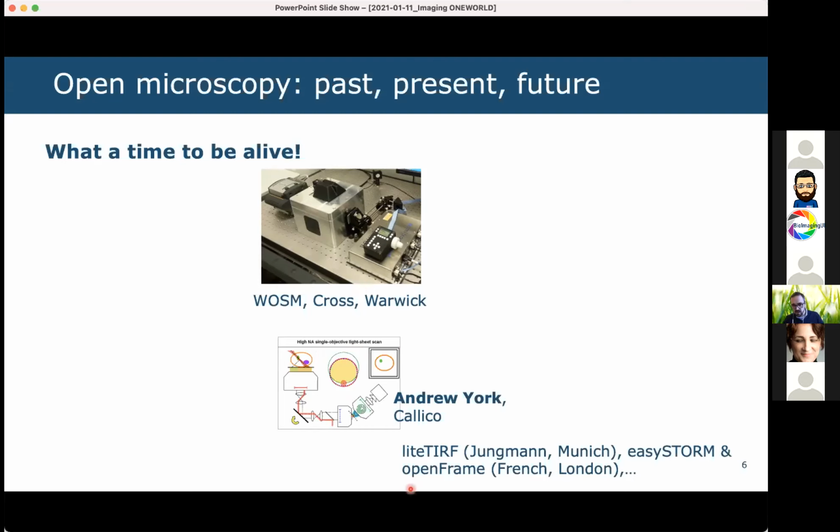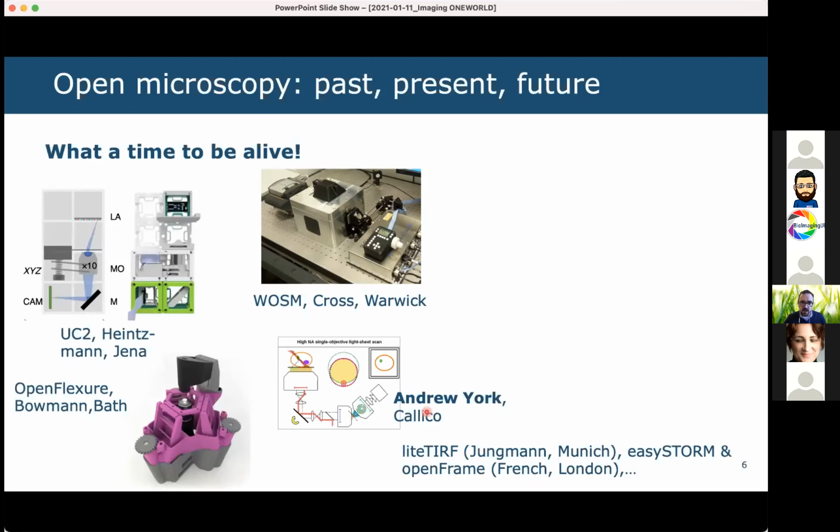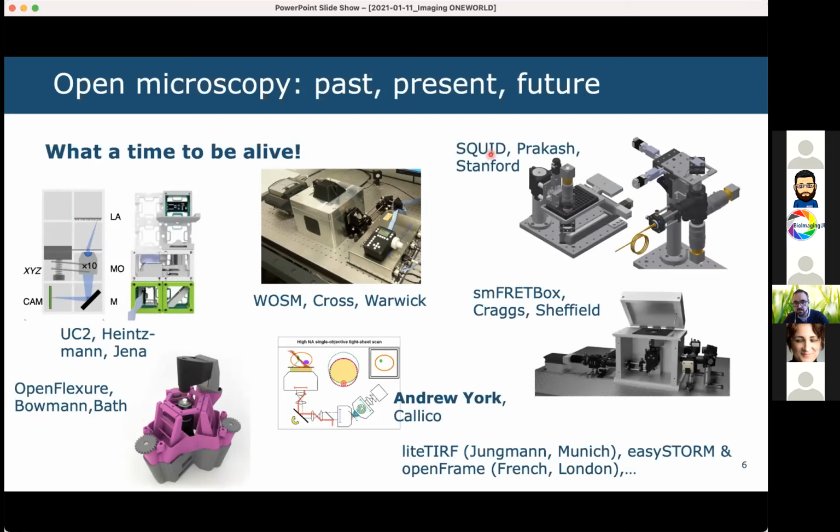So there are different concepts available. LightTurf from Ralf Jungmann in Munich, EASI-STORM, open frame setups from Paul French in London, and so on and so on. And on the low end, we have developments like the UC2 from Benedikt Diederich and the Heintzmann Lab in Jena, which uses mainly 3D printed parts put together, where you can arrange a lot of microscopy, not yet competing with those high demands that we have in terms of photon sensitivity here. The OpenFlexure system by Richard Bowman from Bath. And very recently, the SQUID framework from Manu Prakash's lab in Stanford, which uses open bottom-up and top-down microscopes and a lot of open source software. And if you are into confocal microscopy, the single molecule FRET box from Tim Craggs in Sheffield. So in general, very exciting times for microscopy.